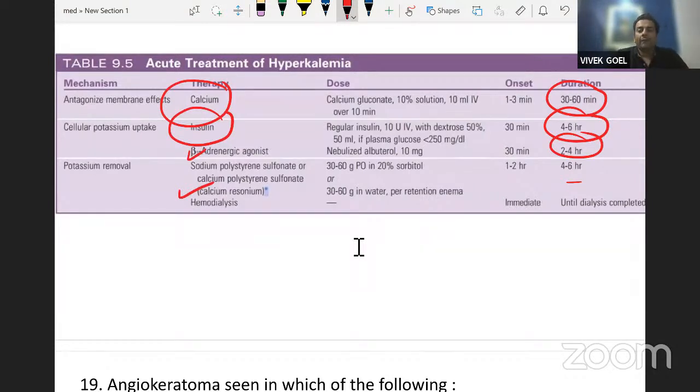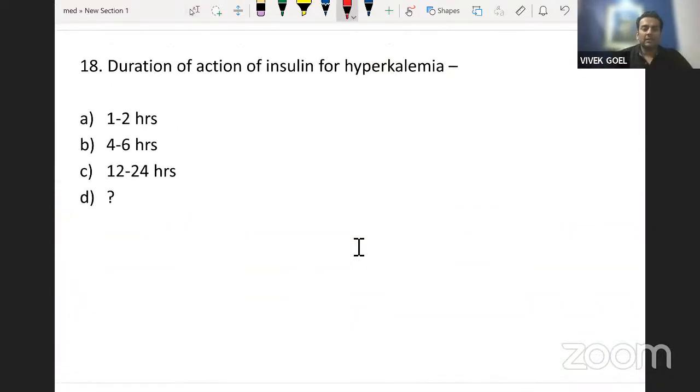That is why one of the fastest acting drugs to treat hyperkalemia is insulin, because calcium, of course, acts very fast, but it does not decrease the serum potassium. It only stabilizes the membrane. So insulin starts in 30 minutes and stays for 4 to 6 hours. Very straightforward, easy one-liner. Answer is 4 to 6 hours. The electrolytes were discussed in detail in the QRP sessions also. I discussed every possible electrolyte that could have been asked, and see, you are getting so many questions out of there.